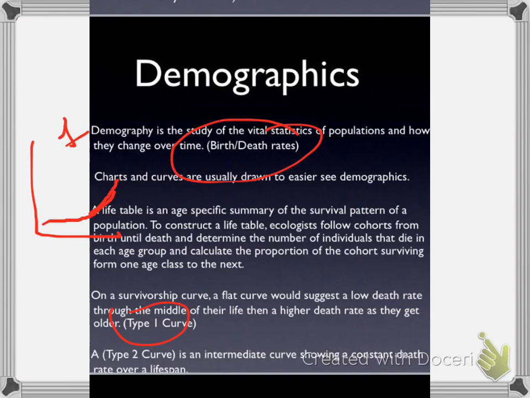A type 2 curve is like an intermediate curve, so it's basically constant the entire way. So it'd be more of a straighter line, and that pretty much shows a constant death rate over a lifespan. You can die kind of whenever, basically. The death rate isn't any different at any time.